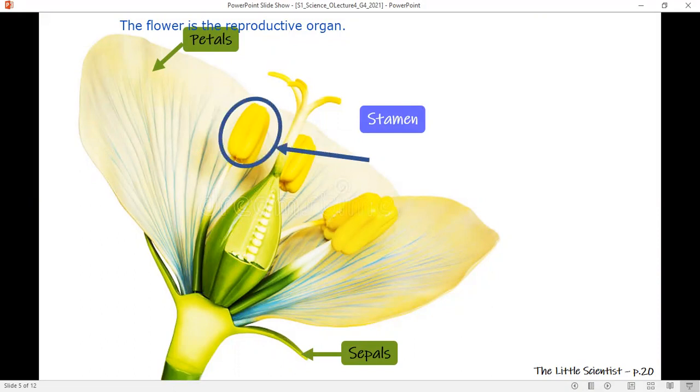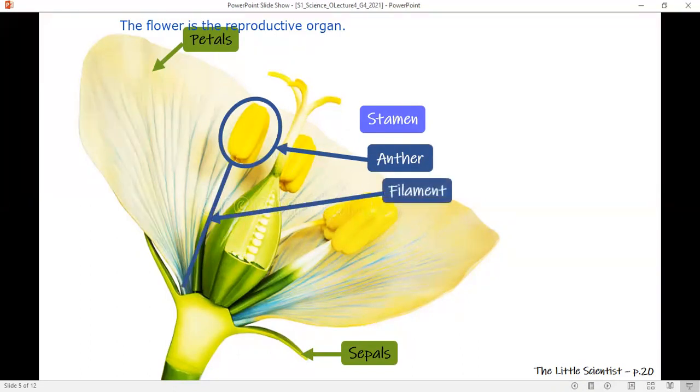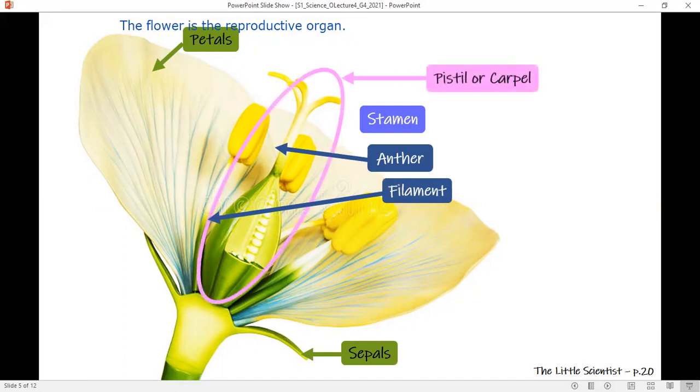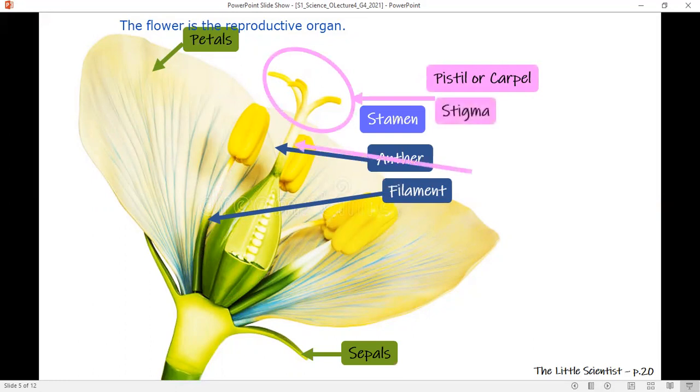The anther of the stamen, the head of the male part, produces the pollens. This is the filament holding the anther. The anther and the filament together build the stamen. Look, in the middle you have this part, which is the pistil or the carpel. This is the female part. It consists of a stigma, a style, and an ovary. And you can clearly see the ovules inside the ovary.